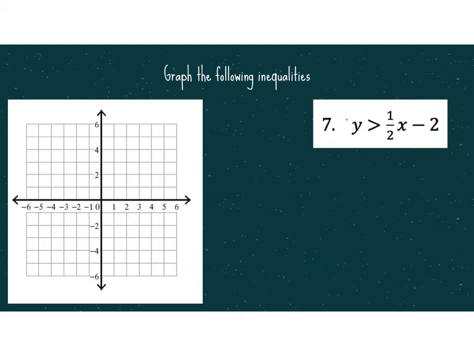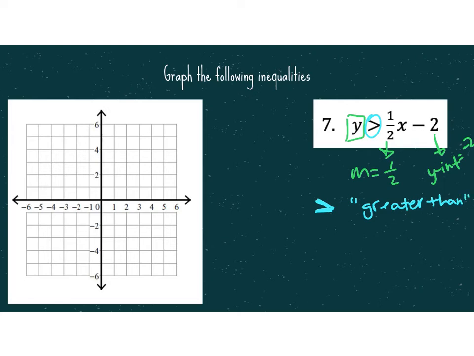I've got y is greater than 1/2 x minus 2. Here's my y-intercept, equal to negative 2. Here's my slope, positive 1/2. Here's my inequality symbol, greater than. So that means I'm looking at a dotted line, or dashed if you want to call it dashed, doesn't matter. Either way works. And I'm greater than, so I'm jumping up into the air. So this is a dashed line, and then I'm shading up.